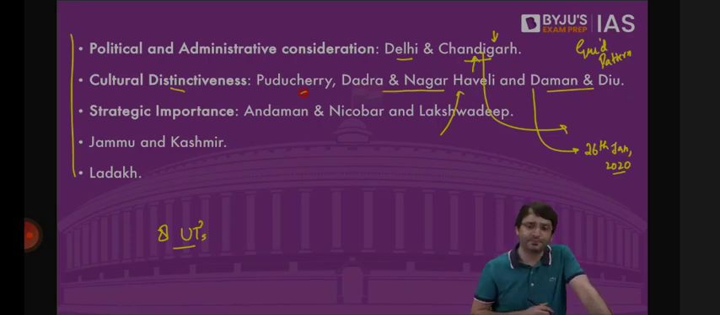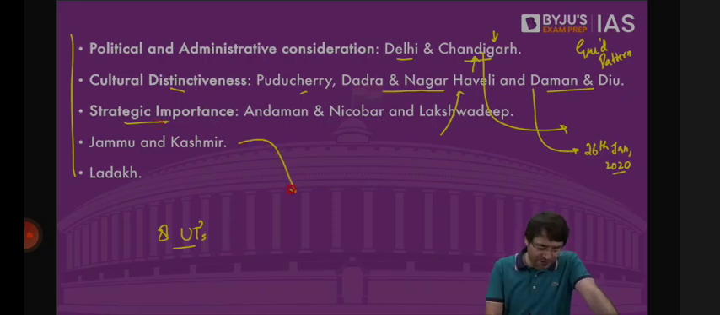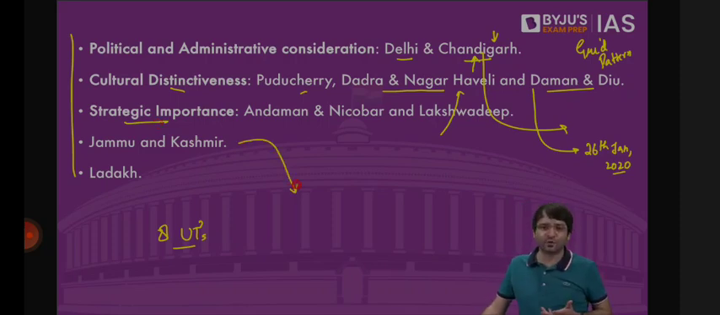For their strategic importance, because the location of these union territories is very important for our strategic influence. Andaman and Nicobar Islands in the Bay of Bengal, Lakshadweep in the Arabian Sea, because of their strategic location, they have been converted into union territories. Jammu and Kashmir is a union territory because the government said there is terrorism in Jammu and Kashmir, there is Pakistani infiltration into Jammu and Kashmir, there is no peace and security in Jammu and Kashmir right now. That is why till the time the situation becomes better, Jammu and Kashmir will remain a union territory. Once the situation stabilizes, Jammu and Kashmir will become a state again.